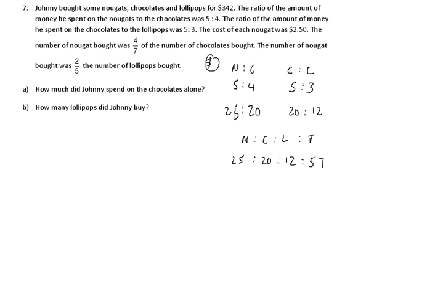We know that 57 units is equal to how much, Jack? 342 dollars.